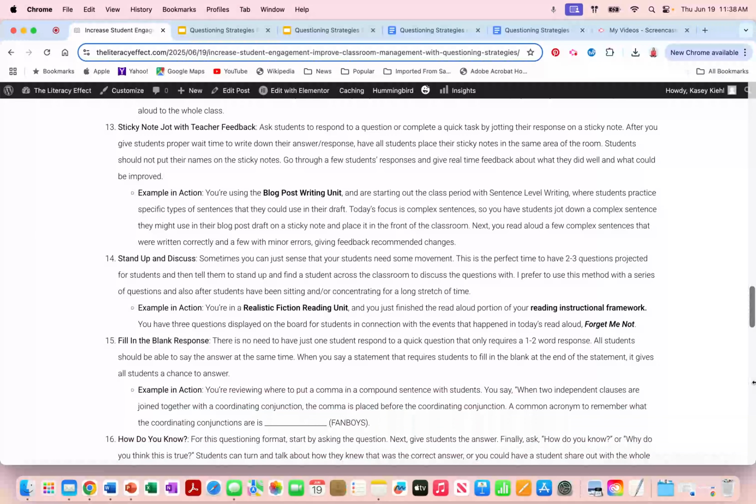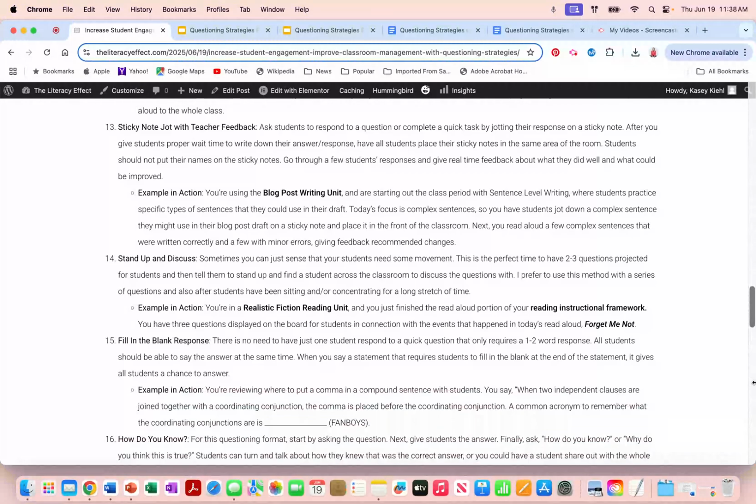The next one, the sticky note jot with teacher feedback. This works great for questions that have pretty concrete answers. So you would have students try to complete some sort of a task on their sticky note, bring their sticky note up to the front, not write their name on it, and then you would go through and try to find some that would be really good to give a little bit of feedback. Maybe the student was close, but there's just a little tweak that you could provide to improve their answer, and you would just give real-time feedback aloud in that time.